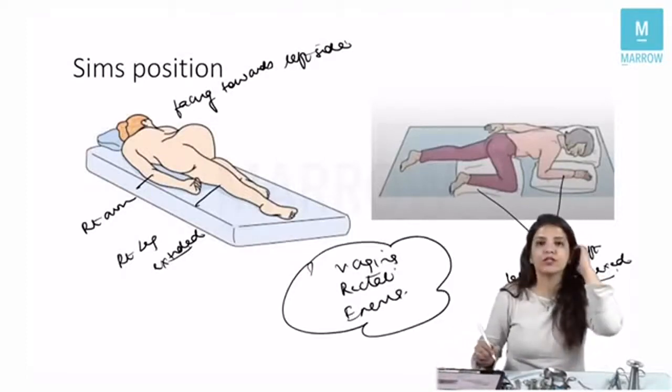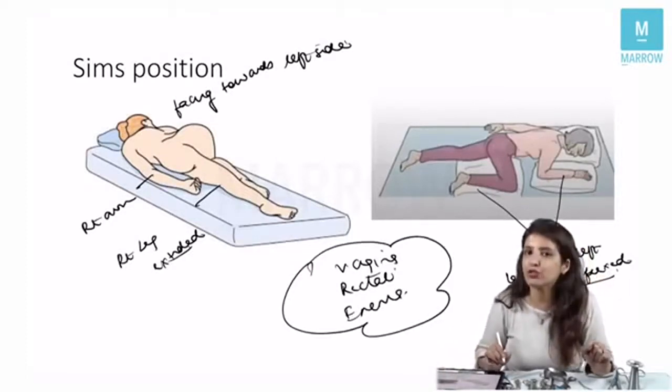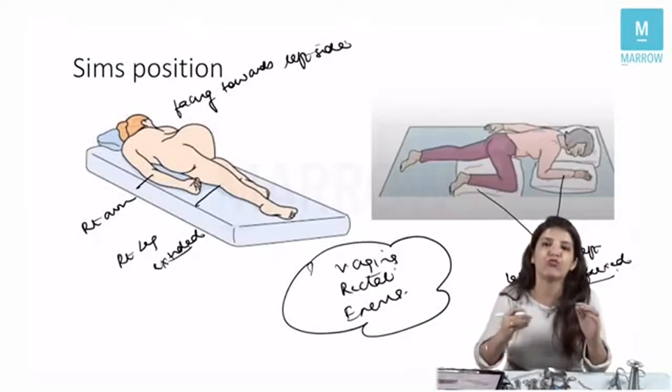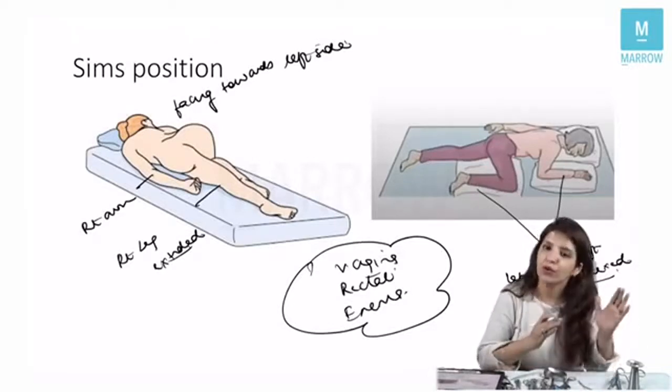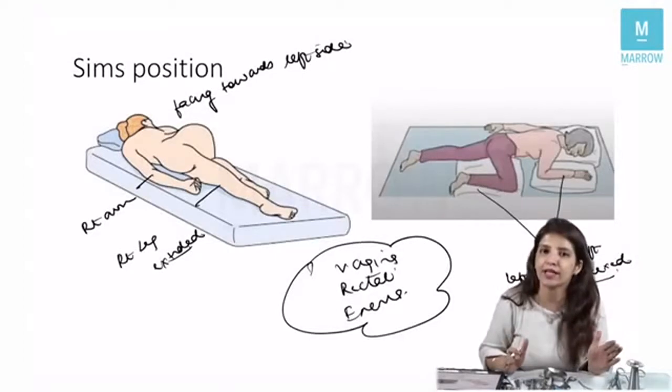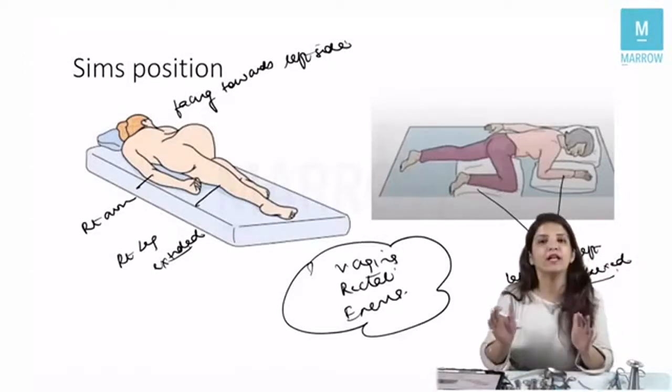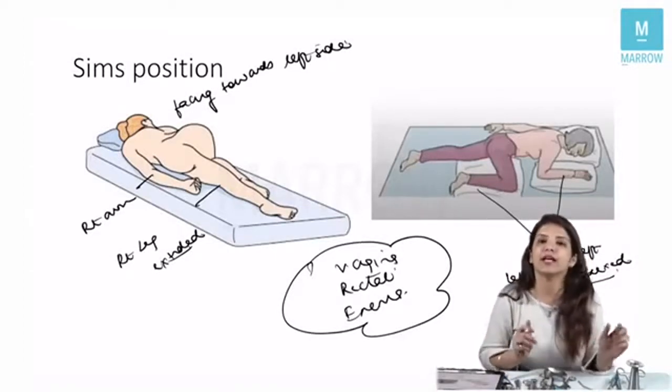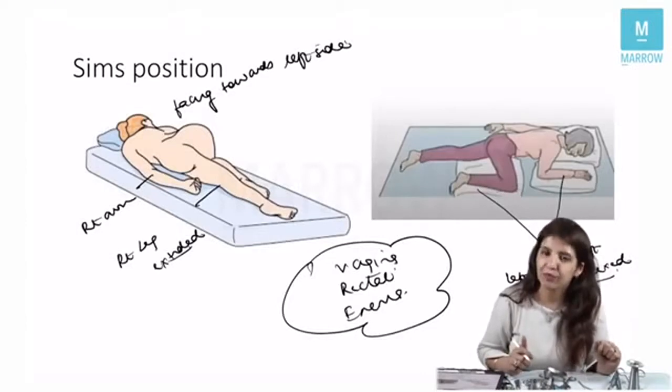So this is what is SIMS position, in which the patient is going to lie prone facing towards the left hand side. Right hand side leg and right hand side arm will be fully extended. Left hand side arm and left hand side leg will be flexed, right?